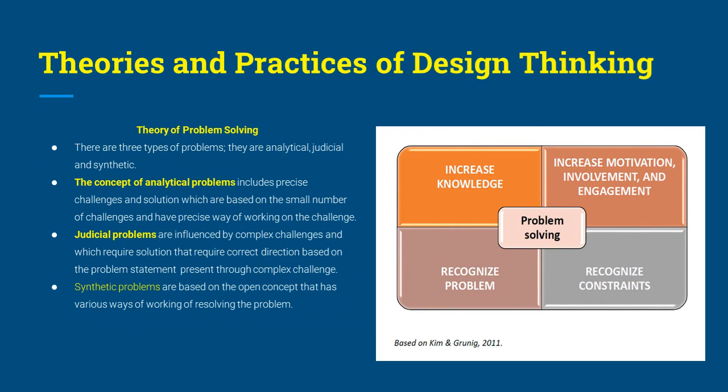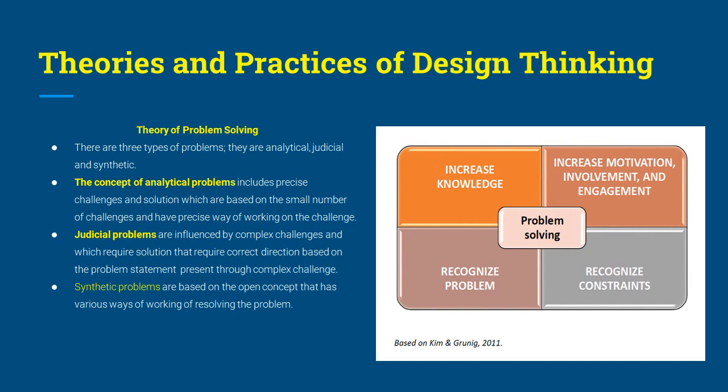The next theory is called theory of problem solving. Here people think that there is a challenge, a problem to be solved, and how do we solve this? There are three types of problems: analytical, judicial and synthetic. Previously we saw that analytical thinking and analytical problem solving uses that skill.